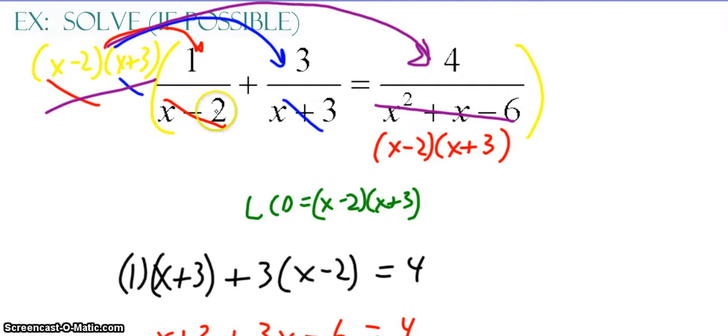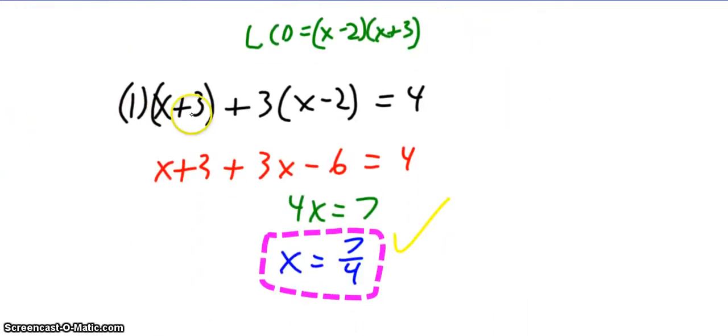When I multiplied by the first term, the x minus 2's cancel, and I'm left with 1 times x plus 3. When I multiply the least common denominator by the second term, the x plus 3's reduce, and so I'm left with 3 times x minus 2. And when I multiply by the other side of the equation, the interior denominator cancels with the least common denominator, so I'm left with just 4. Now I solve that linear equation, distribute the 1, distribute the 3, combine like terms, divide by 4, and I get x equals 7/4.